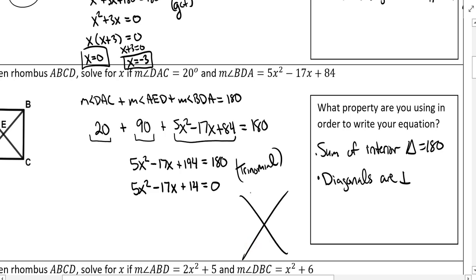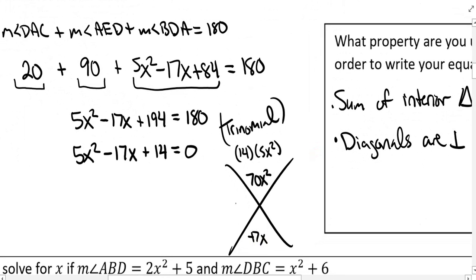So we're looking for two terms that multiply to 14 times 5x squared, which is 70x squared, and add to negative 17x. So negative 10x and negative 7x add to negative 17x, multiply to positive 70x squared. So I'm going to replace the negative 17x with both of those terms and write 5x squared minus 10x minus 7x plus 14 is equal to 0.